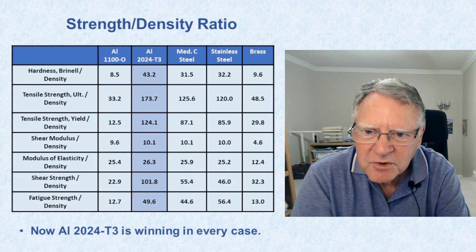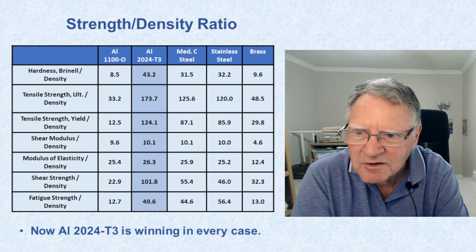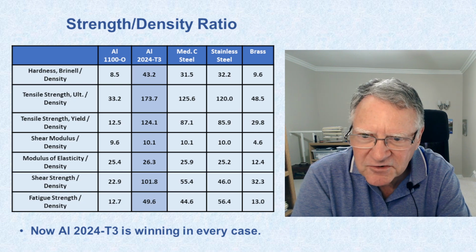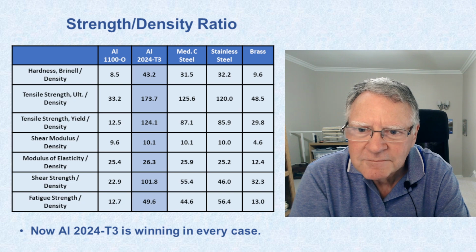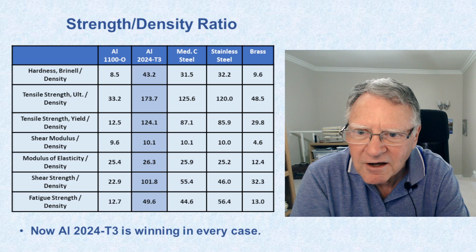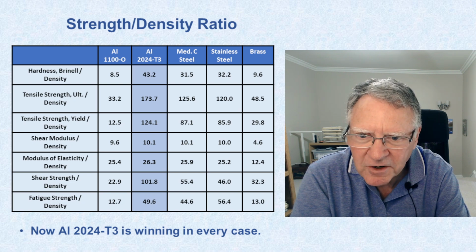So if you just take the numbers in the previous table and you divide them by density, for example, in the first row, we have the Brinell hardness divided by the density. This is what you get. And now you see that the 2024 aluminum is winning in every category.